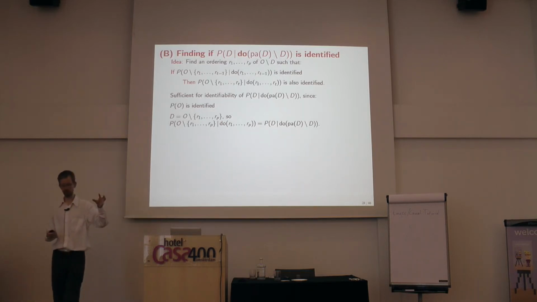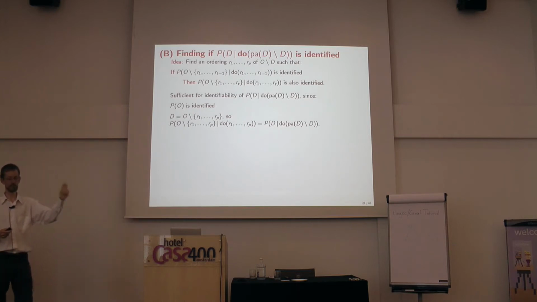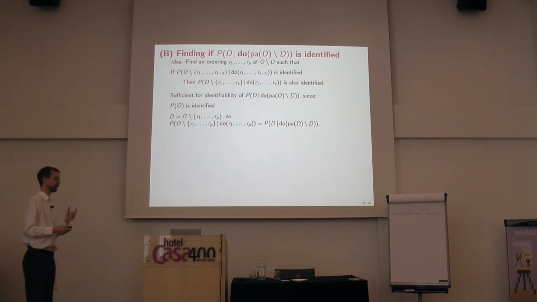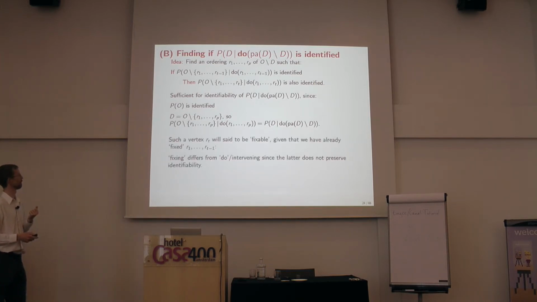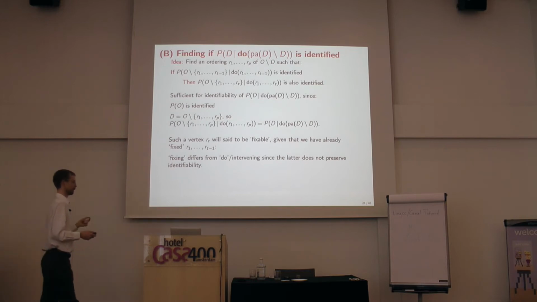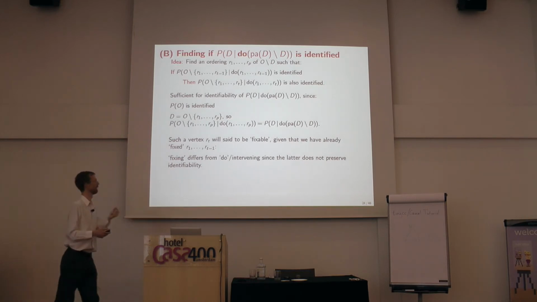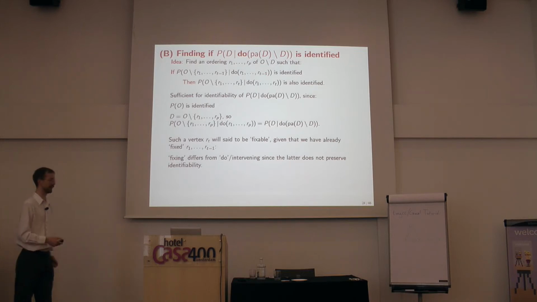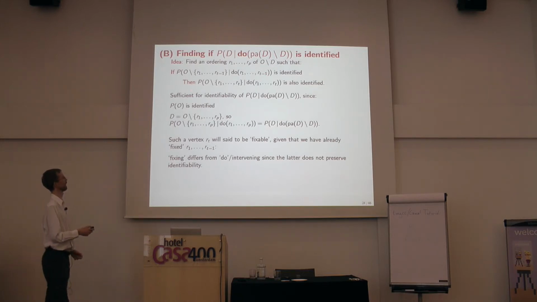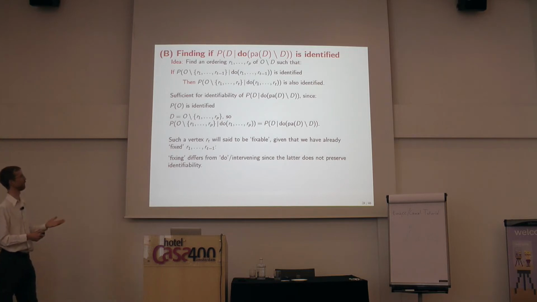The game is that I'm going to start off with the observed distribution and then sort of in sequence intervene on every variable that is not in the set D that I'm trying to get to. And I'm going to use a little bit of terminology. I'll say that RT is fixable if I can find a vertex RT that satisfies this property, so that given that I've already identified this, then I can also, in addition, intervene on RT and identify the second distribution, and I'll say that RT is fixable given that we've already fixed R1 to RT minus 1.